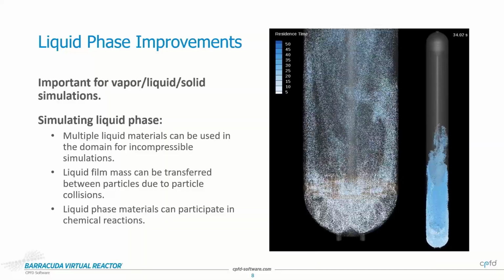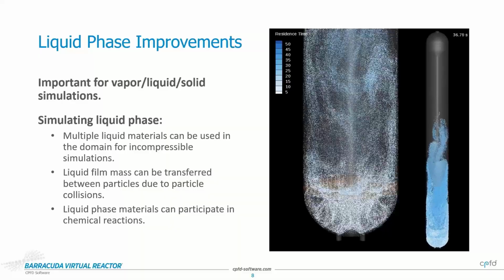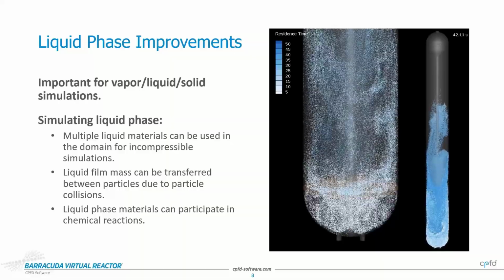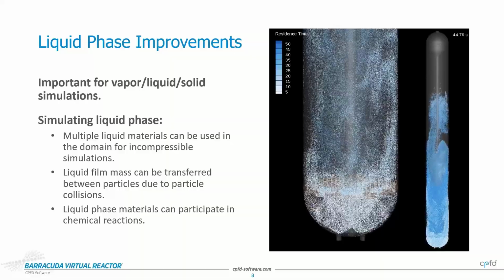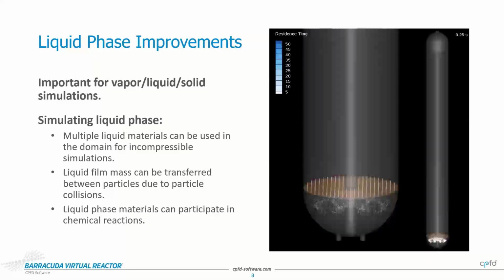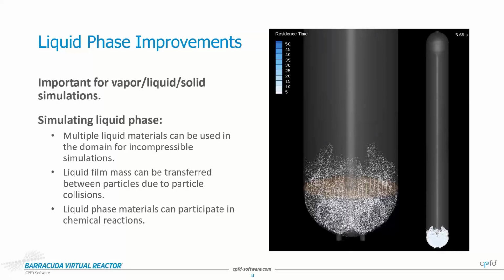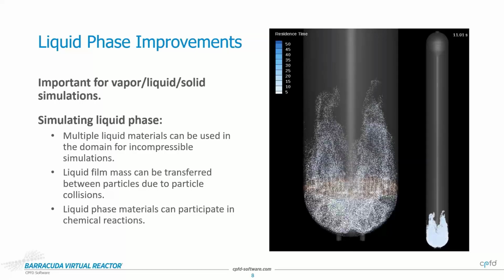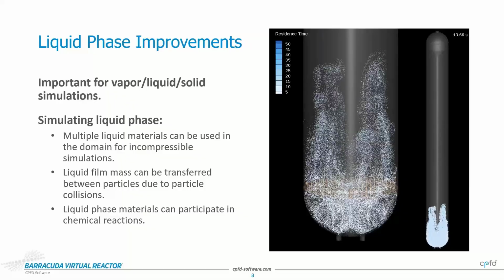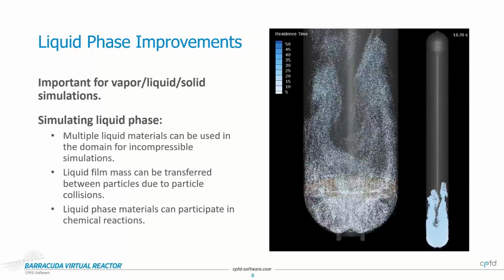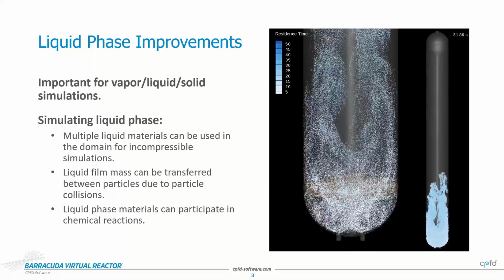But the new liquid phase improvements in the 22 release include the following. First, multiple liquid materials can be present in the domain for incompressible simulations. This expanded capability enables more sophisticated and realistic simulations of liquid domain systems, especially when used in conjunction with liquid phase chemical reactions. In liquid domain simulations, multiple liquid materials within the domain can react with each other, and liquid materials in the domain can react with particles as well. And both volume average and discrete particle chemistry are supported with this.